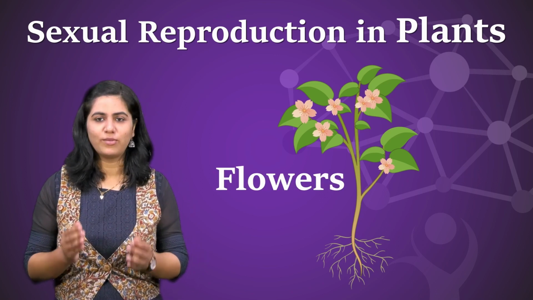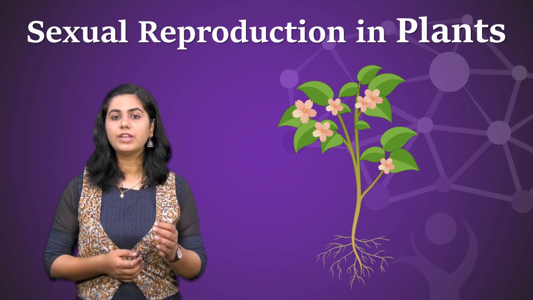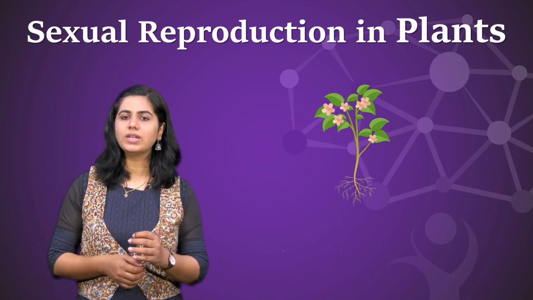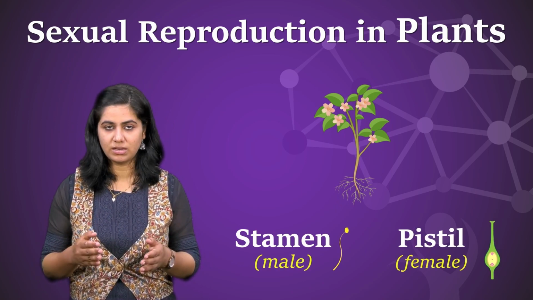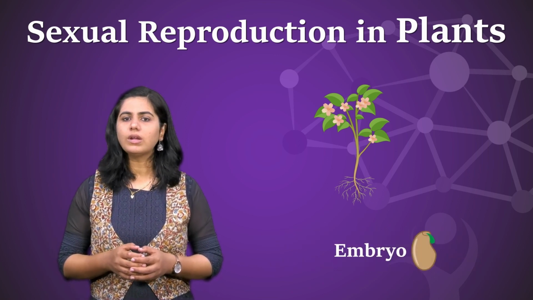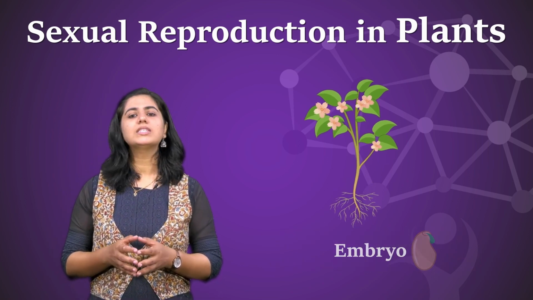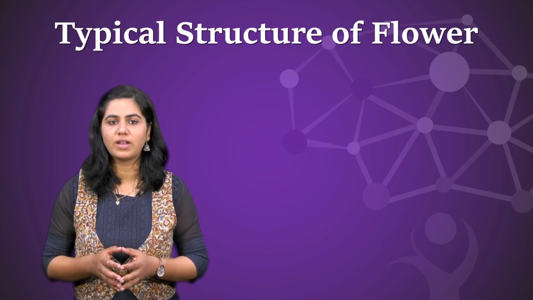Plants possess flowers. Flowers are the reproductive structure of the plant. In a flower, the male sex organ is called the stamen and the female sex organ is called the pistil. And the fusion of the two gives rise to an embryo. Not getting much into this mechanism of reproduction, let's have a look at the typical structure of a flower.